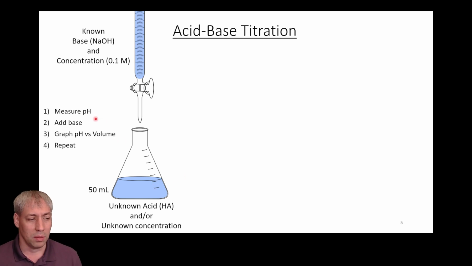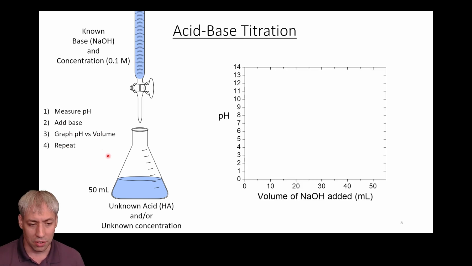And so experimentally, you measure the pH, add some base, measure the pH, graph pH versus volume, and repeat that process over and over again. And so here's the graph of interest. On the x-axis, we have the volume of NaOH we're adding. That's the thing that we know about. We know the concentration of it. And then we're going to measure pH. We stick a pH probe in this solution, and we can measure the pH. Let's say we measure the pH of the starting solution, and it gives us a pH of 3.